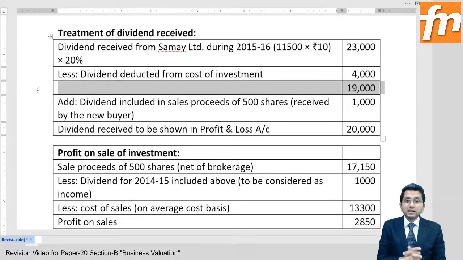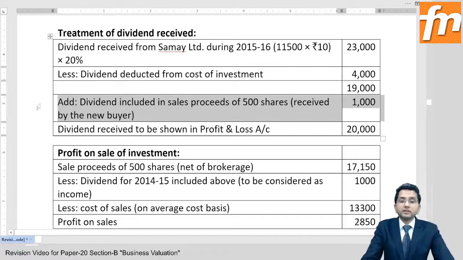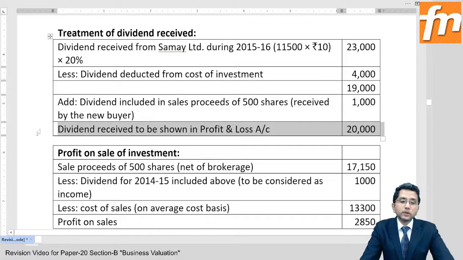But on the other hand, by selling the share, you received extra sale proceed. That extra sale proceed is not sale proceed, that is actually dividend. So on 500 shares, you receive 1,000 rupees dividend in the form of sale proceed of share. So your actual dividend income is 20,000. Right?